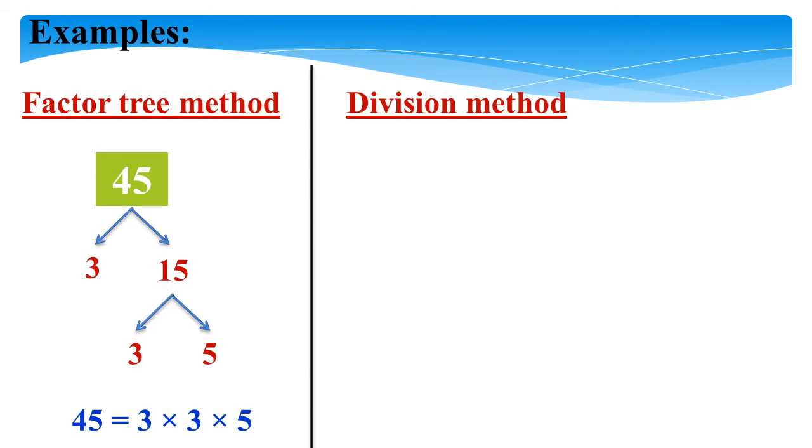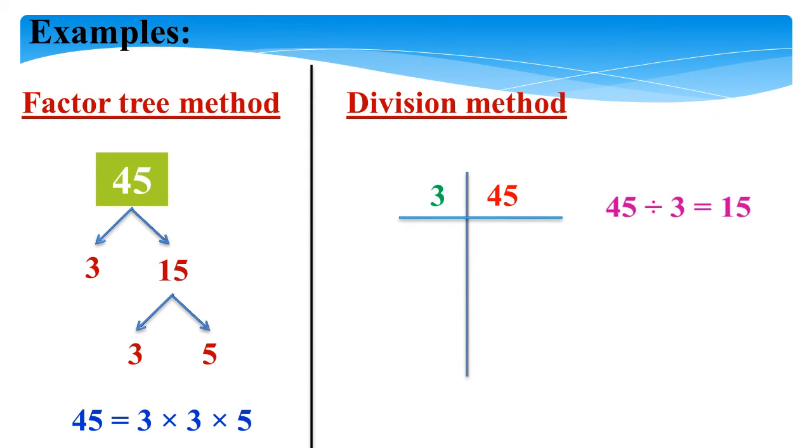So let us take the number 45. Let us decide the smallest prime divisor. Here 45 is an odd number, so it is not divisible by 2. So let us take the next smallest prime number, 3. The sum of the digits, 9, is a multiple of 3. So 45 is divisible by 3. So let us take 3.